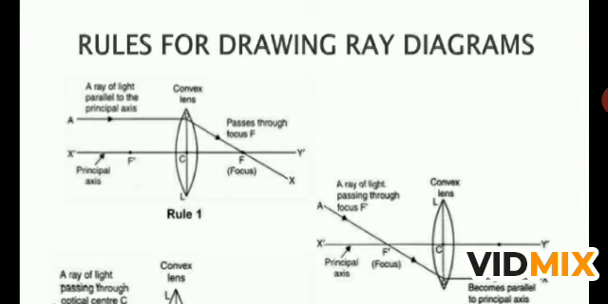For drawing the ray diagram, rule number 1: if you see the light ray which is coming parallel to principal axis, after falling on the lens it passes through focus. This is rule number 1. If the light ray is parallel to principal axis, after refraction it will always pass through the focus.